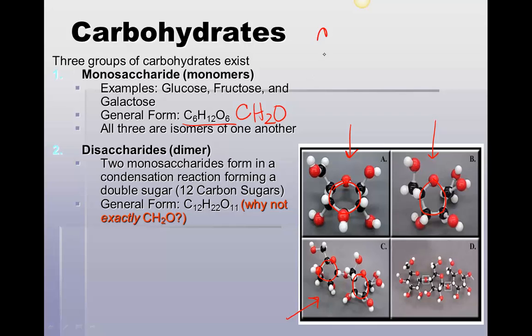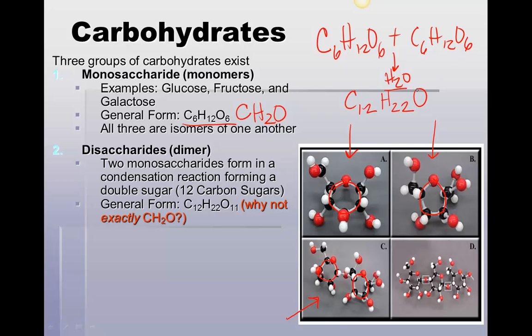But if you think about it, if I have C6H12O6 and I add that to C6H12O6, but I take out a water molecule, I'm going to have C12. It should have been H24, but I have to subtract these 2, so it's H22. And it should have been O12, but I have to subtract the oxygen here, so it's O11.